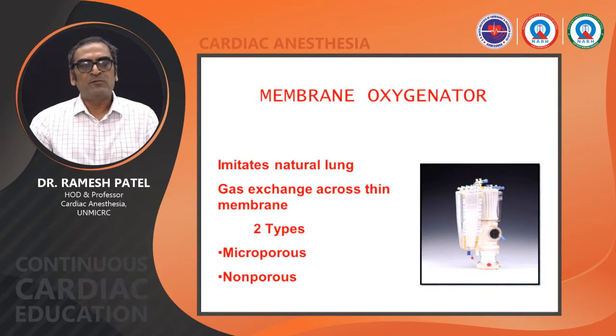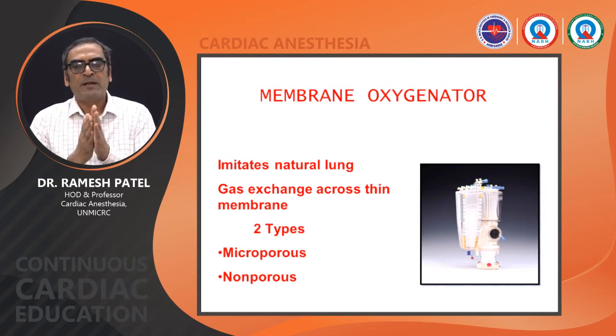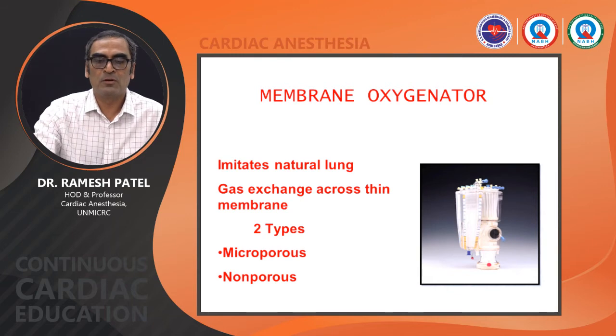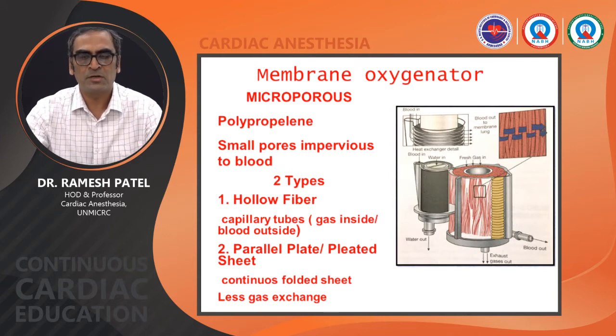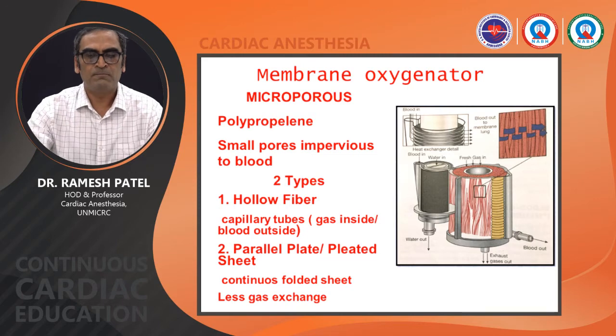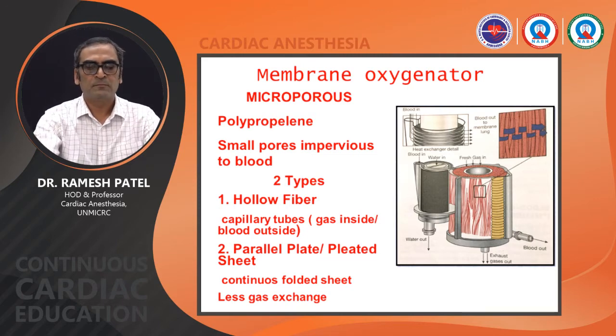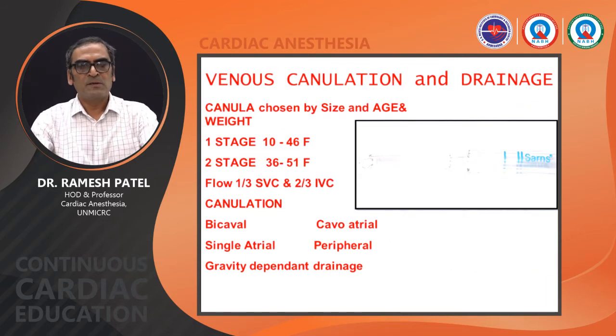At present, in practical use, we are using the membrane oxygenator. It is shown in the photograph. It imitates the natural lung, and gas exchange occurs across a thin membrane. The membrane is made of polypropylene, and two types of membrane oxygenator are available in the market: microporous and non-porous. This is the photograph; the right side shows the membrane oxygenator and its structure. You can see the fresh gas flow in and out, and the blood inlet and outlet. Better oxygenation occurs with the help of the membrane oxygenator.